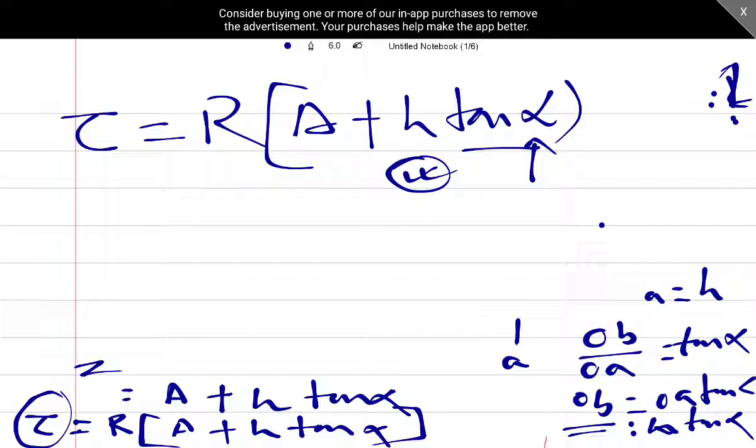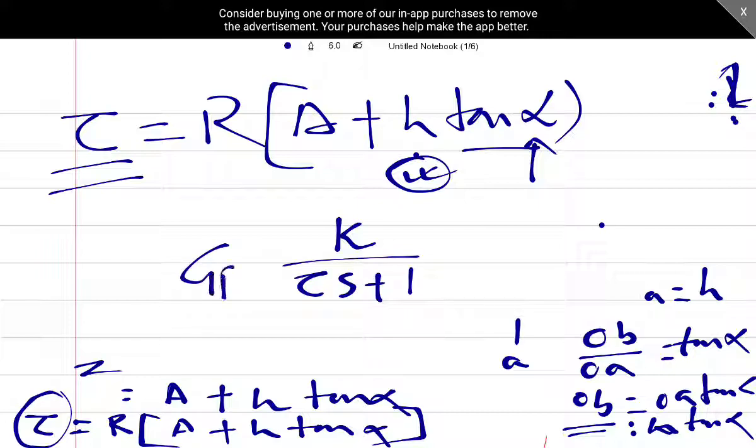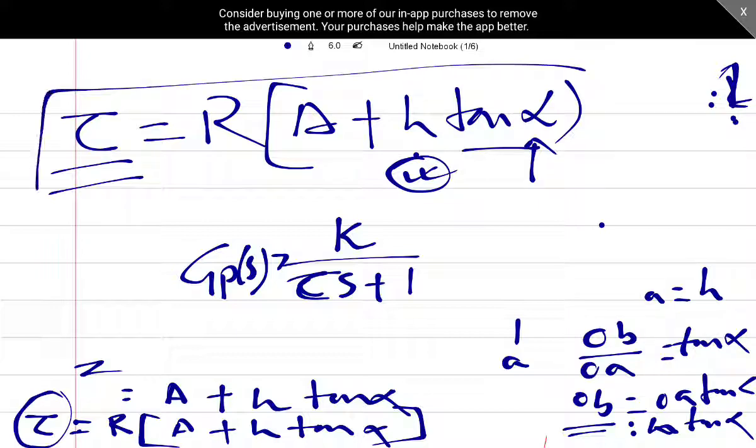So, if h is a variable, then tau is also a variable. So, this system, if you find out the time constant, if you find out in this type k divided by tau s plus 1, say it is Gp of s equal to this. Now, if this tau is not constant, whatever you have studied in control system, everywhere the tau is constant, but in this expression you can see that the tau is not constant. So, it is varying as time progresses. So, it is the tank.